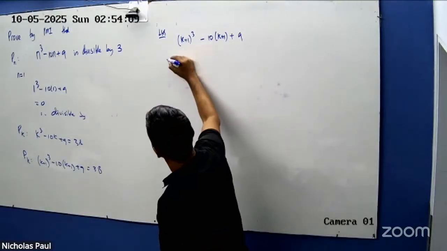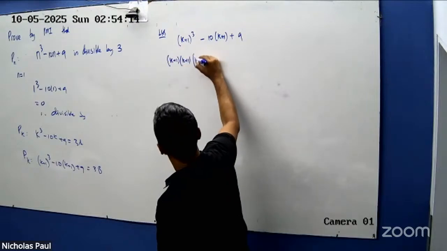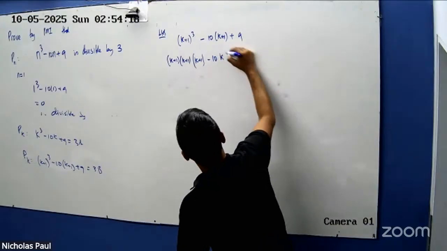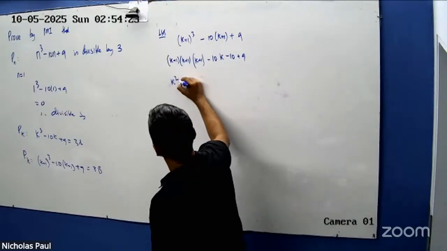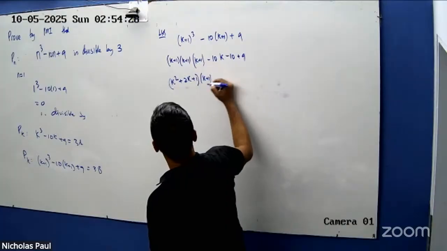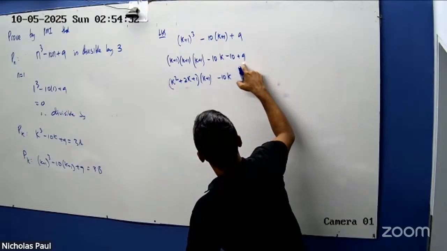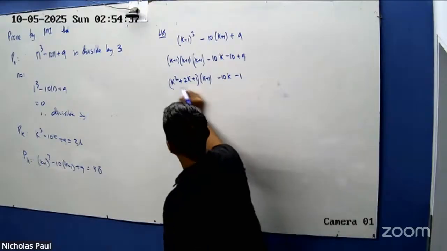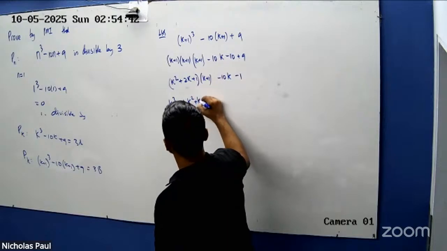When you're expanding this out, you expand k plus 1, then multiply by k plus 1. There's a shortcut, but I won't show you that. 10 to the k minus 10 plus 9. Expand these two, you'll get k squared plus 2k plus 1. And multiply it by k plus 1. Here, you'll get minus 10k minus 1. Right? Expand this out now. K cubed plus 2k squared plus k.